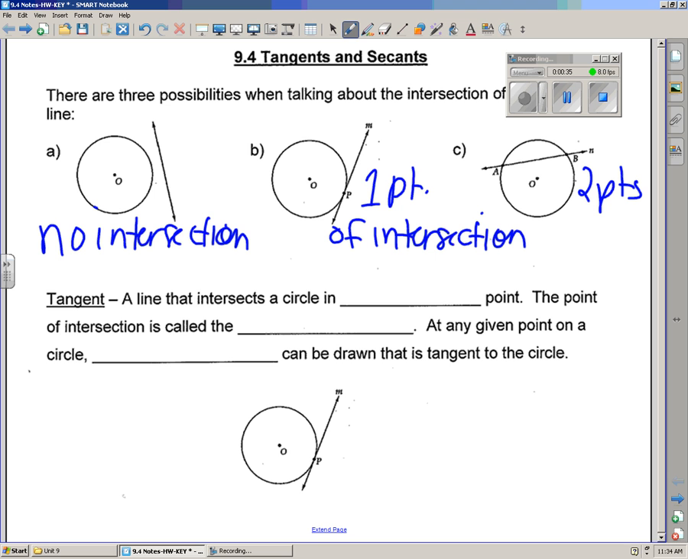A tangent is a line that intersects the circle in exactly 1 point. Okay, so a tangent is just going to touch the circle. It's going to be intersecting at exactly 1 point. That point of intersection happens to be called the point of tangency.